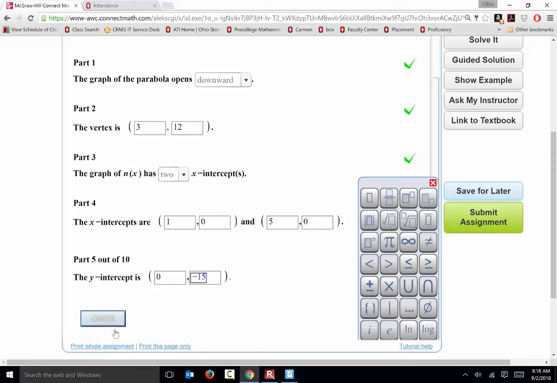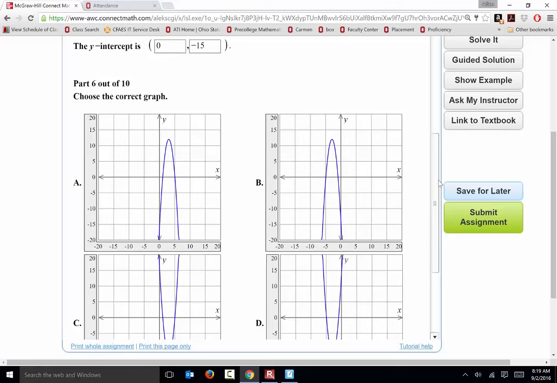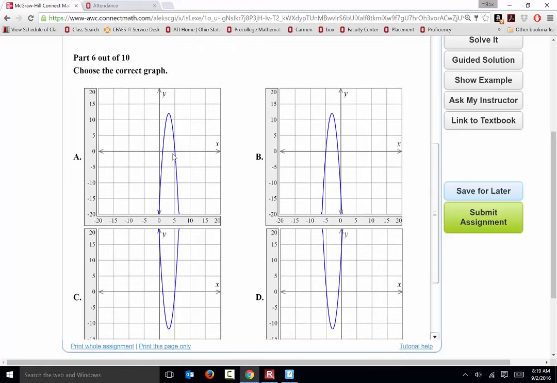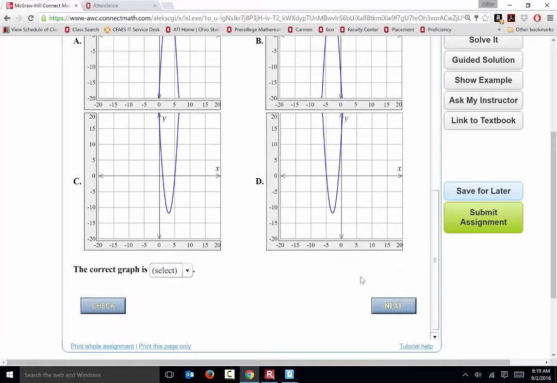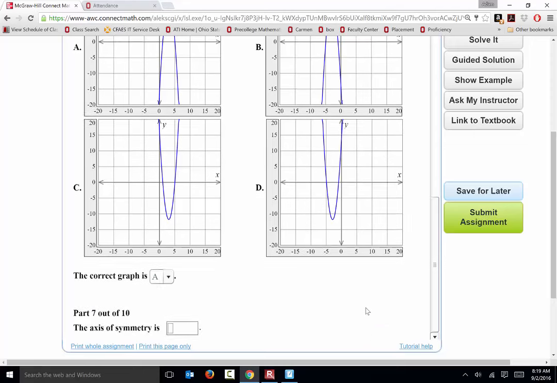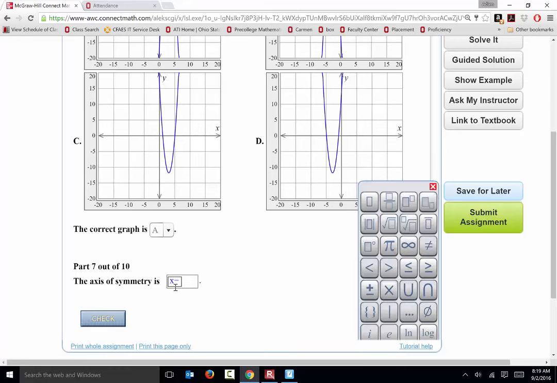This is the way you're supposed to do it on paper, then transfer your answers. The picture we found was, which one was it? Seed was at 3, 12. So it is this, right? 3, 12 is here, A. Axis of symmetry was x equals 3.